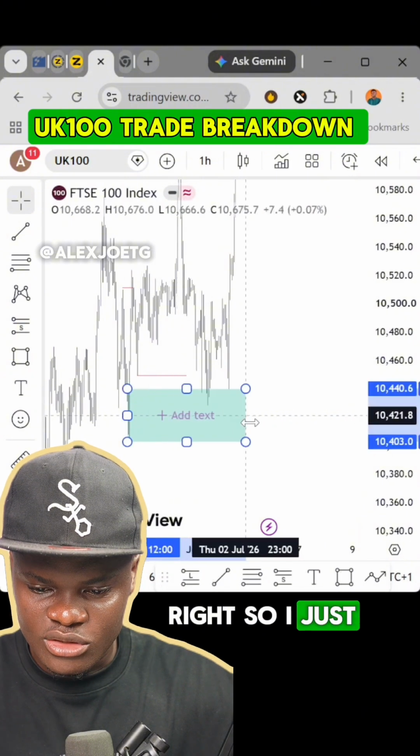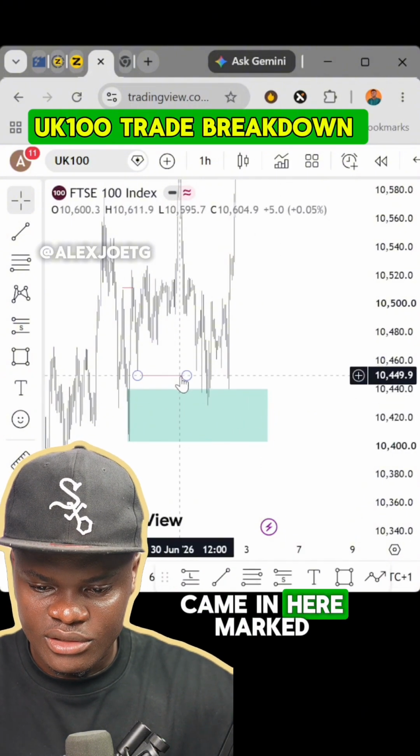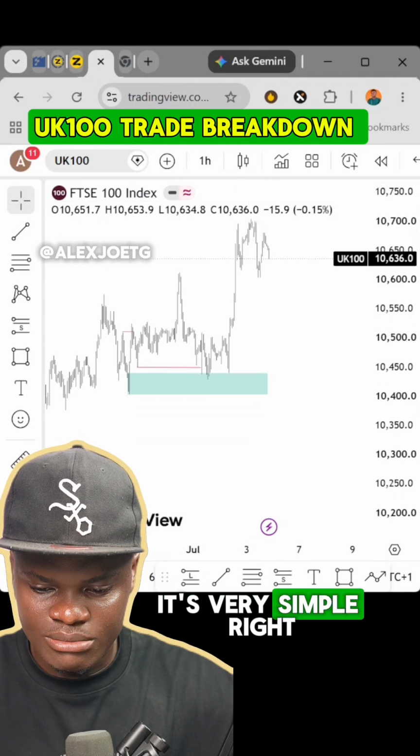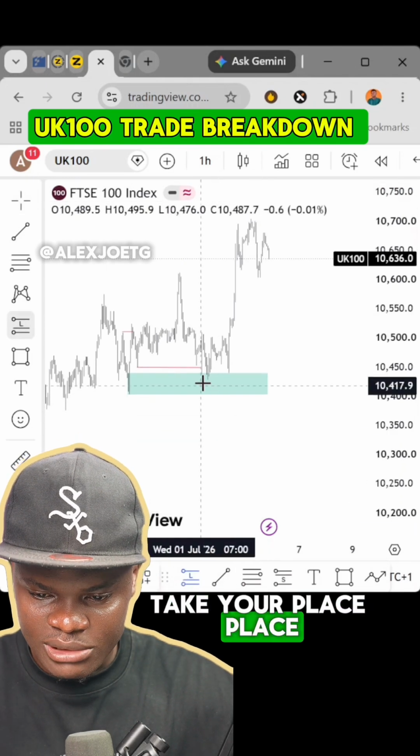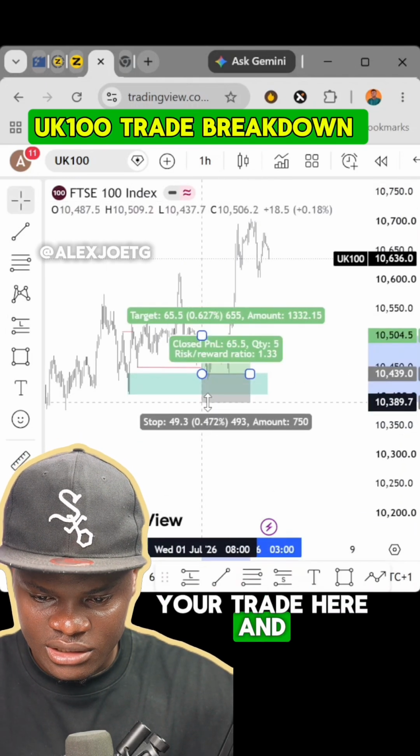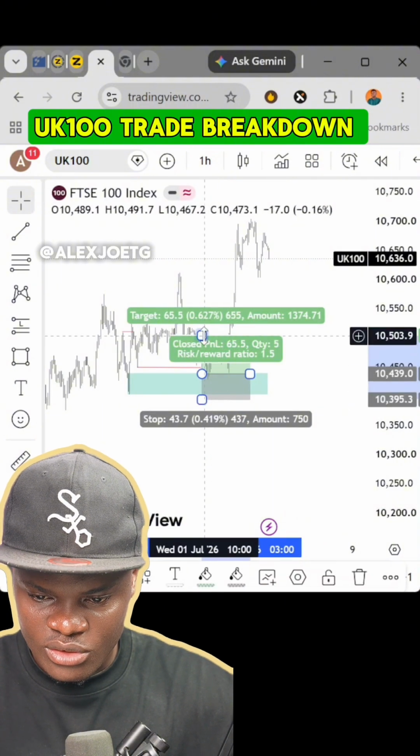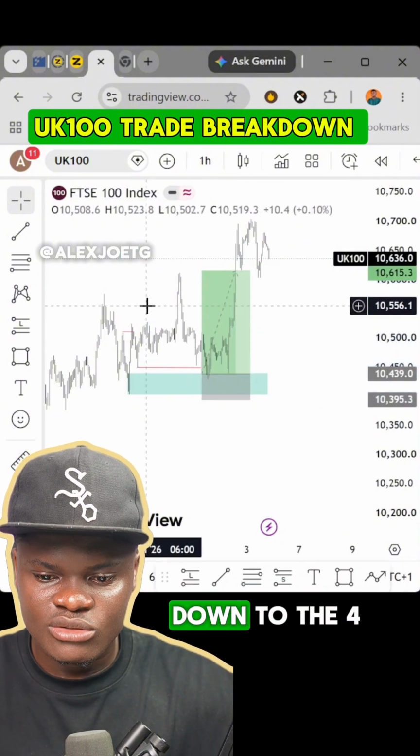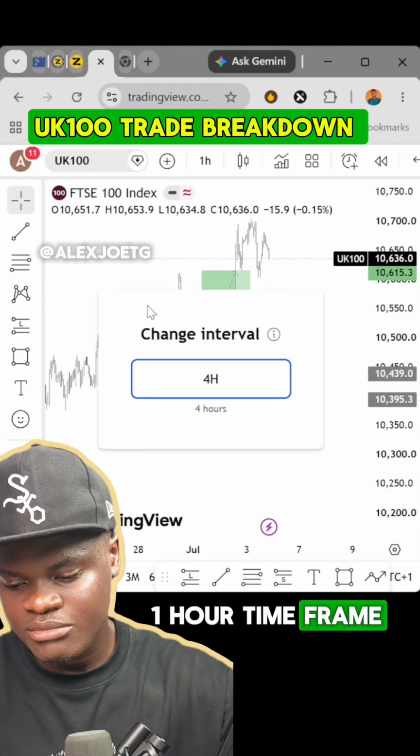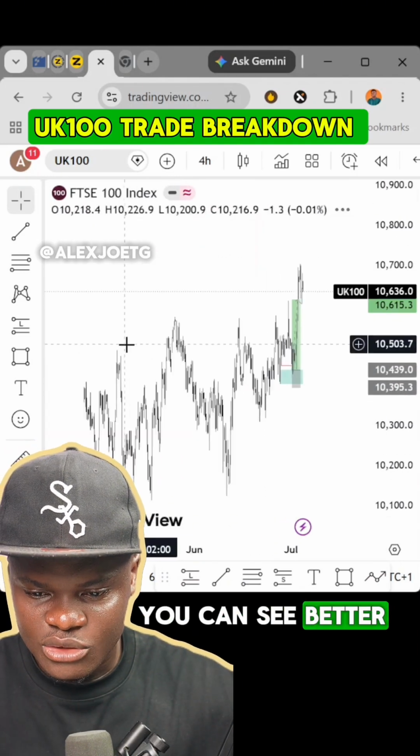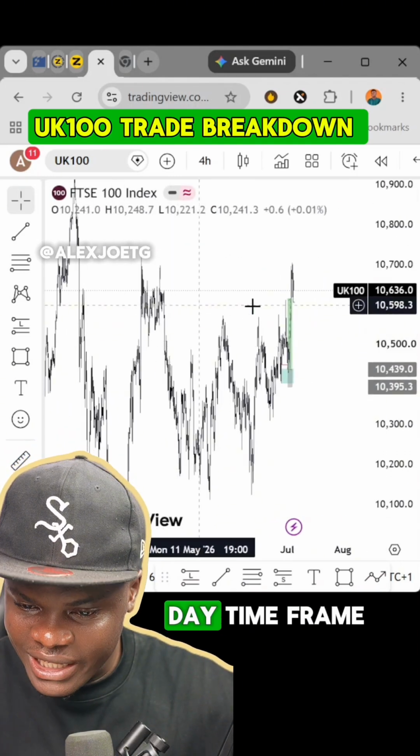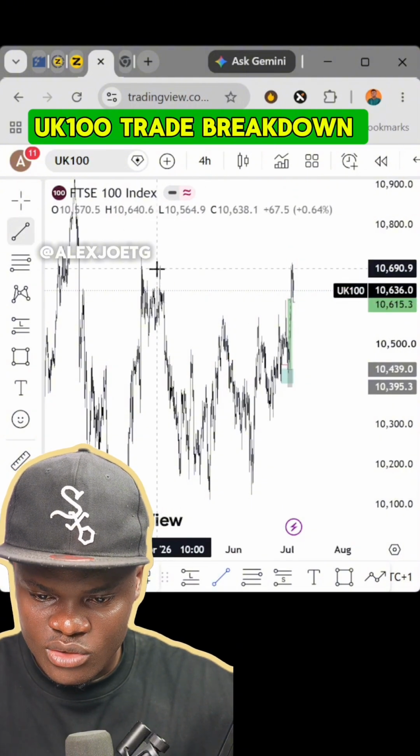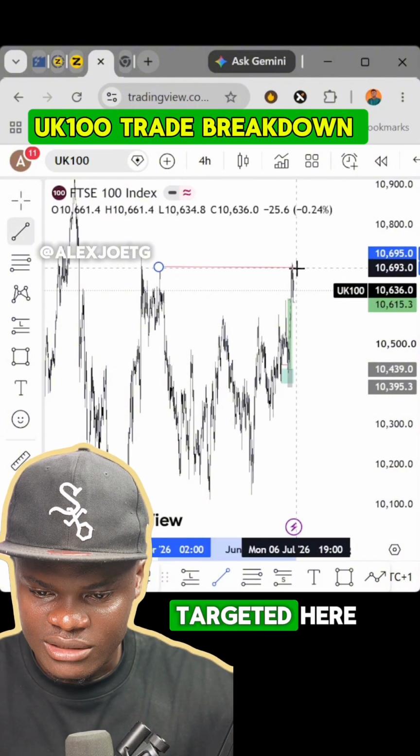So I just came in here, marked it out, and it's very simple, right? Place your trade here and close this low. My first target actually was this guy, but if you go down to the 4 hour time frame or 1 hour time frame, you can see better draws on liquidity here. On the 1 day time frame, you can see that there's a draw on liquidity here, at least for the week. That's where I now targeted.